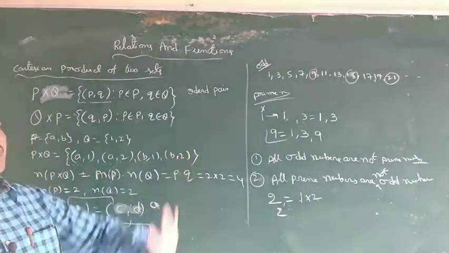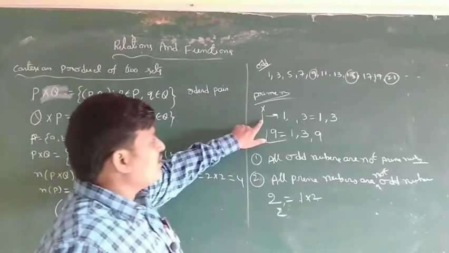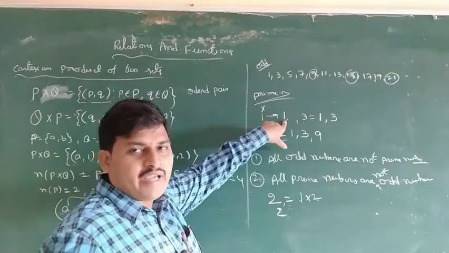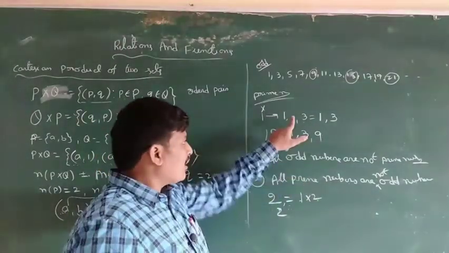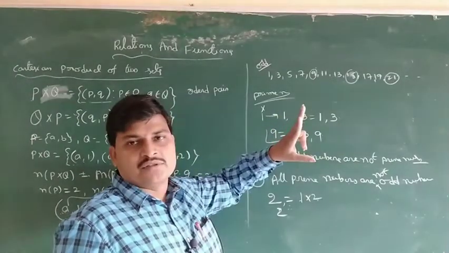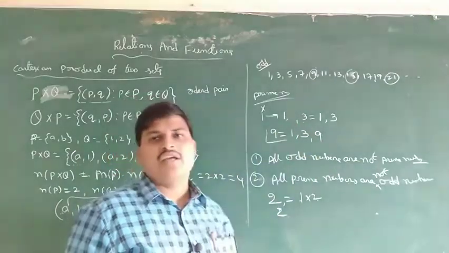1 is not a prime number. 1 is not a prime number because the only factor of 1 is 1. The compulsory 2 factors for any number are 1 and itself. For 1, itself is also 1, so 1 comma 1 is not two numbers. It doesn't have two factors, only a single factor. That's why this is not a prime number.